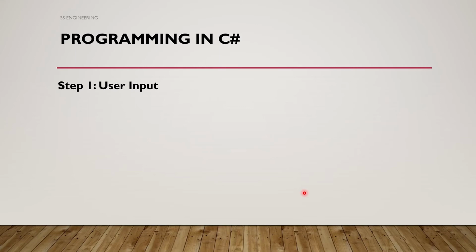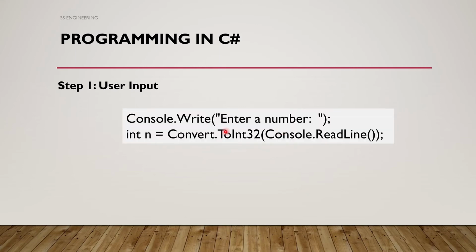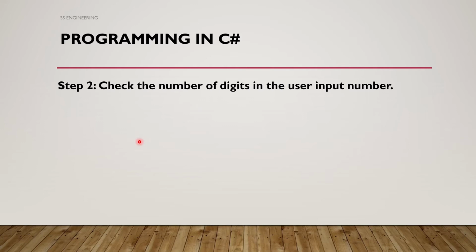So step 1, we need to get a user input. Console.Write asks users to enter a number and then stores it into n by converting it into an integer. Now we have n equals 153, say for this example, the user inputs 153 as a number. Then step 2, we're going to check the number of digits in the user input number.